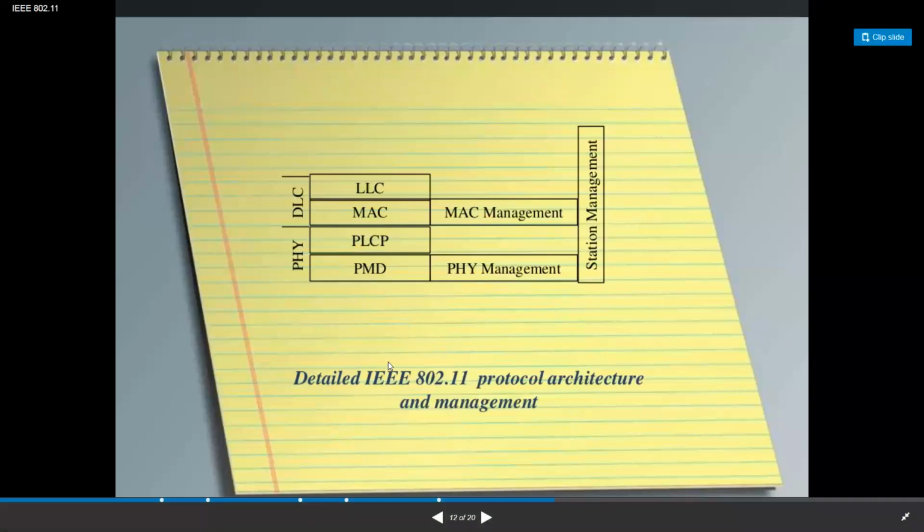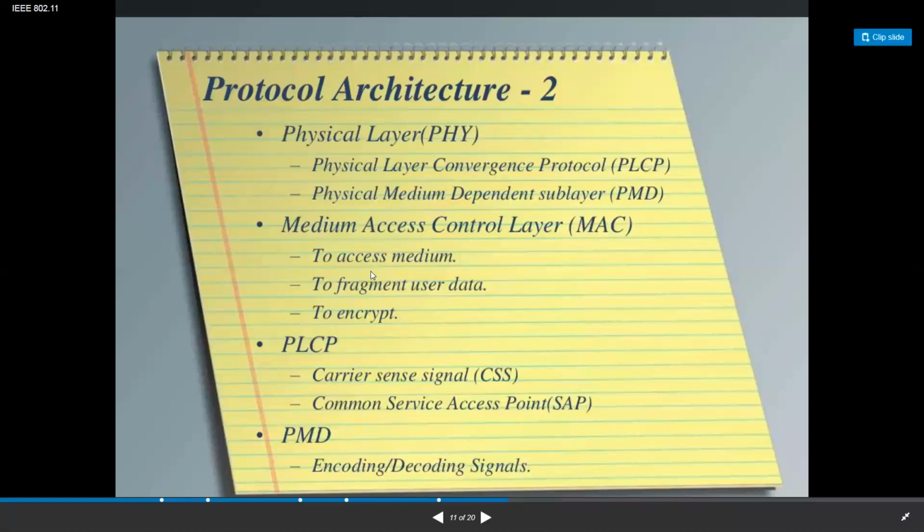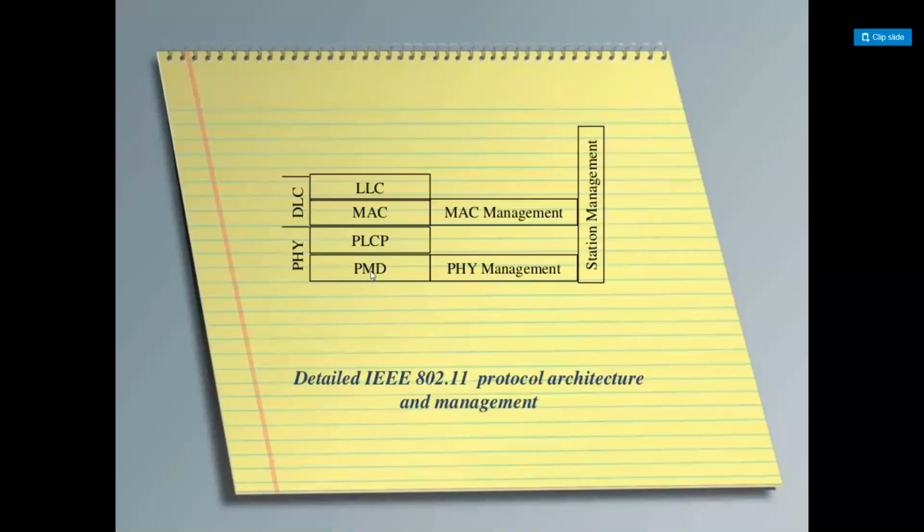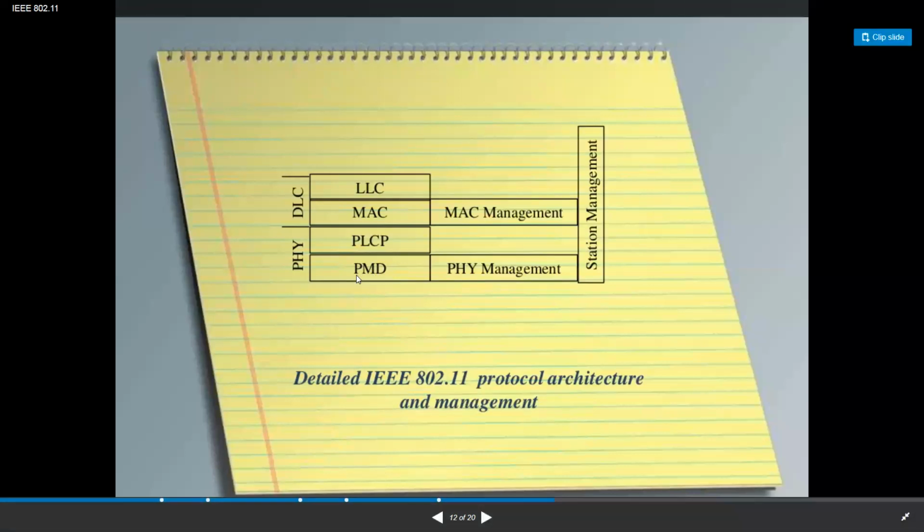This is the clear picture of protocol management. Here, this is the physical layer. The physical layer's below sublayer is the PMD sublayer. I told you PMD means physical medium dependent sublayer. That is the below sublayer of the physical layer. The above sublayer is the physical layer convergence protocol. These two come under the physical management.